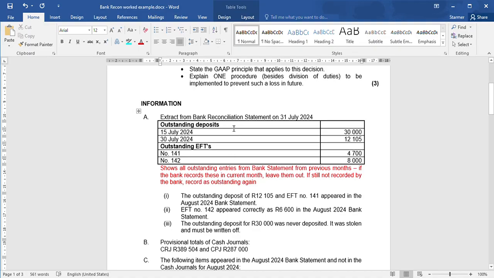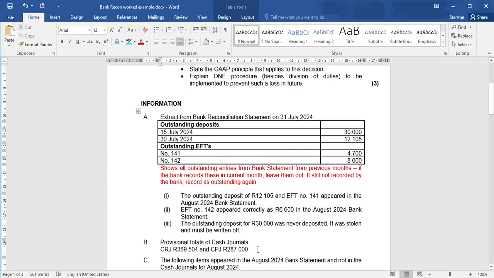When you do that, if something is still not recorded by the bank, you're going to have to record it as outstanding again. However, if the bank has now recorded these transactions in the current month, then you are going to leave those out. The reason for that is because they were outstanding in the bank's books. If the bank has now recorded them, they are no longer outstanding. So if they appear in the bank statement, leave them out. If they are still outstanding, record them as outstanding again.